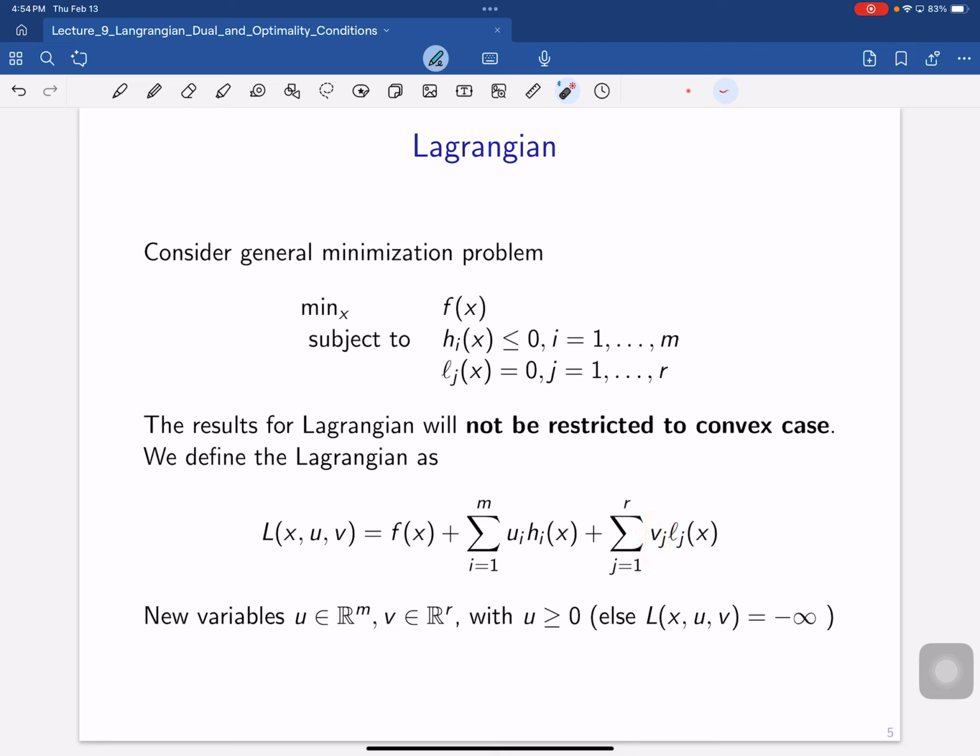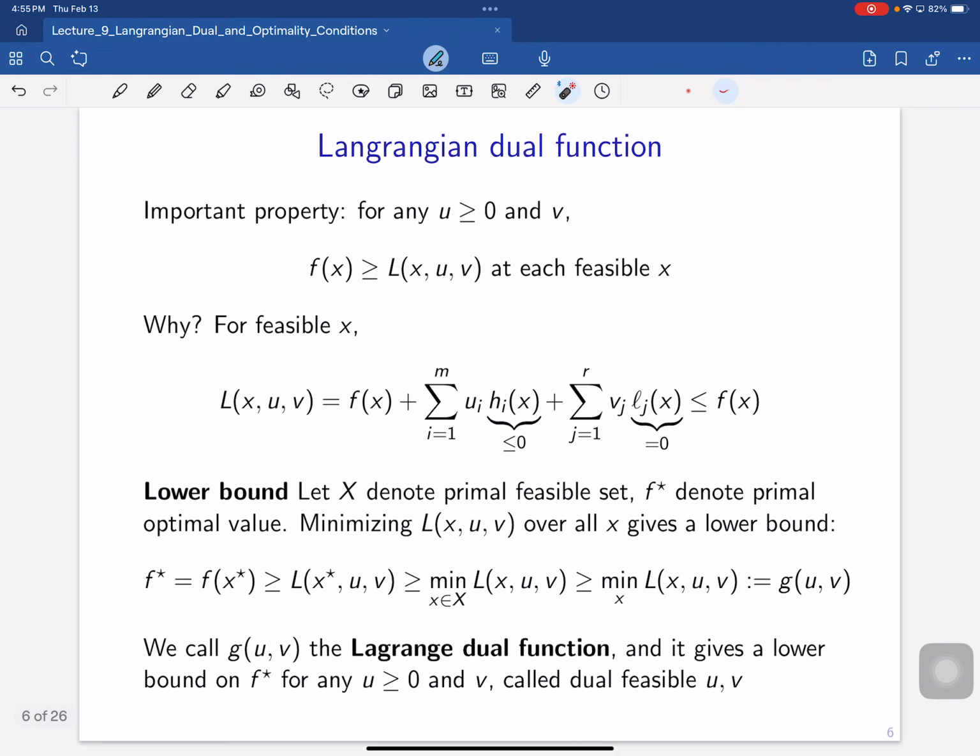Okay? So let's call it the Lagrangian here. It is not restricted to the convex case. Let's assume the Lagrangian is for any arbitrary function. The results I'm going to cover in the next few slides will even hold for mixed integer programs. Okay, so now let's very quickly show why the Lagrangian dual function is a lower bound.